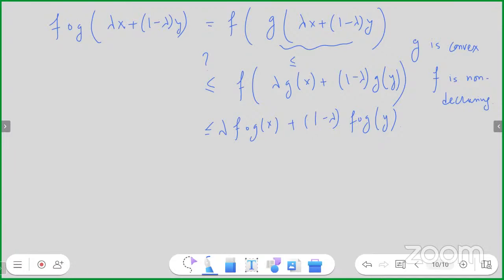F is only given to be convex. Oh, okay, it's not really. Everybody happy with this? What happened? No. Here to here is okay. So why is this true or not true?